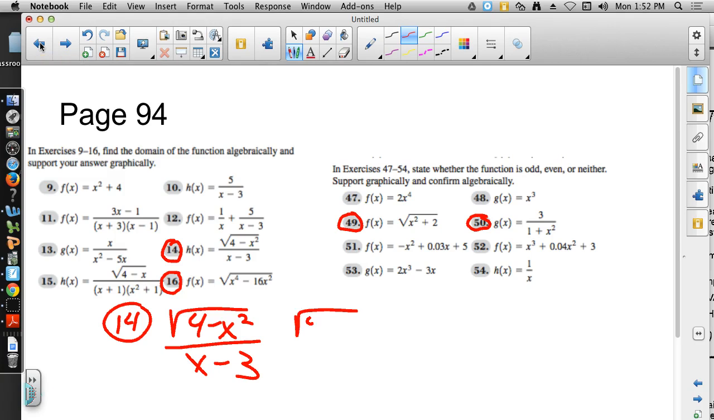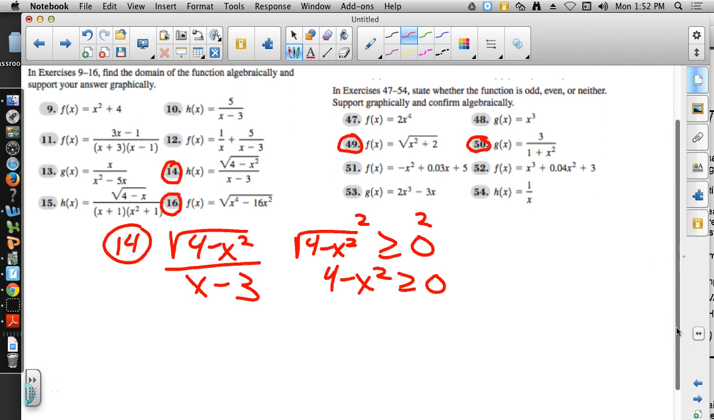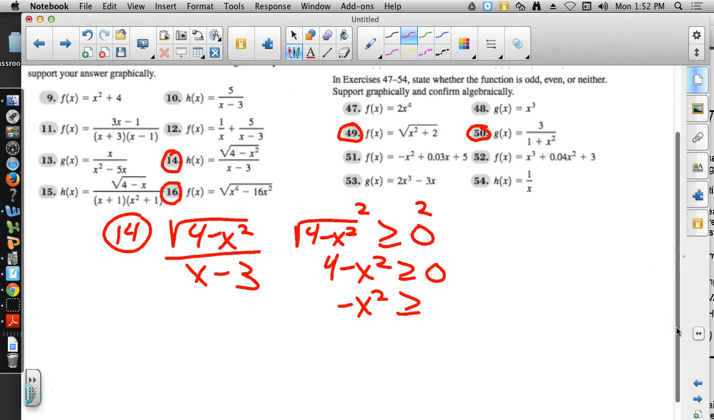To do the square root of 4 minus x squared and stay in the real number system, that actually will have to be greater than or equal to 0, because if we have anything that's negative, it's going to be imaginary. So we would square both sides and get 4 minus x squared is greater than or equal to 0. Then we would subtract 4 from both sides and divide by a -1. And when we divide by a -1, we have to flip the sign. And then we take the square root. So x will be less than or equal to positive and negative 2.